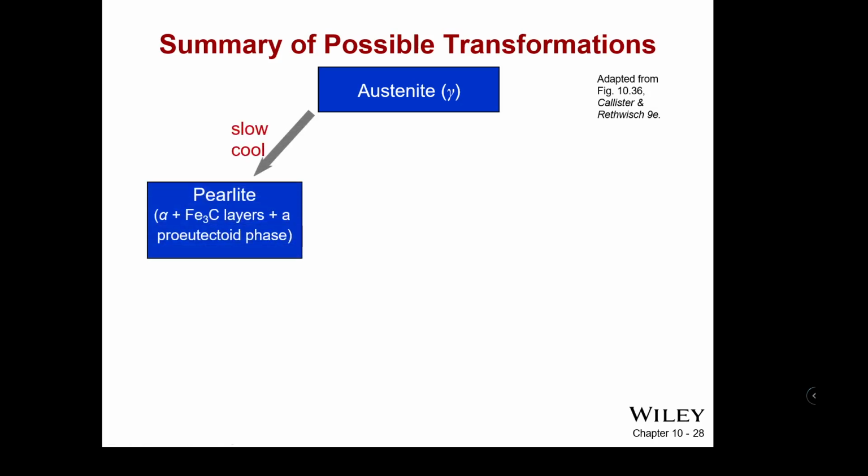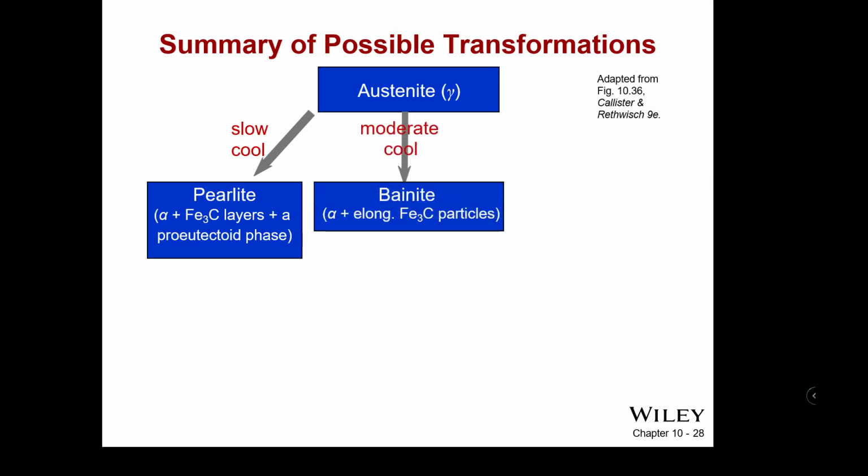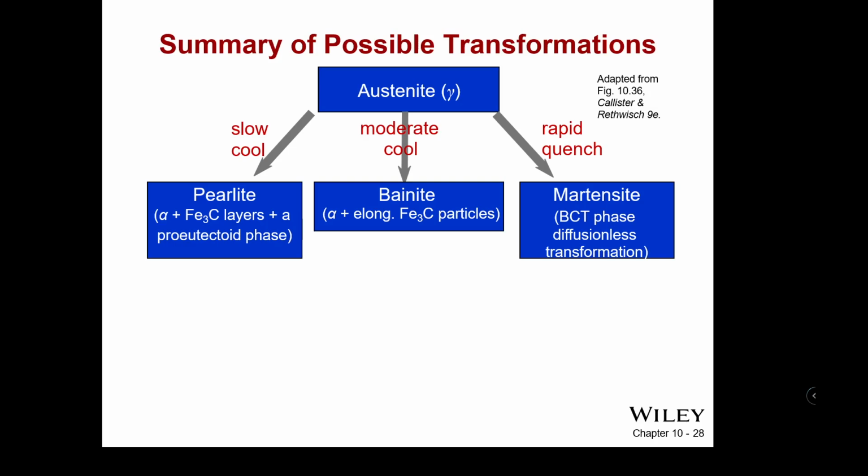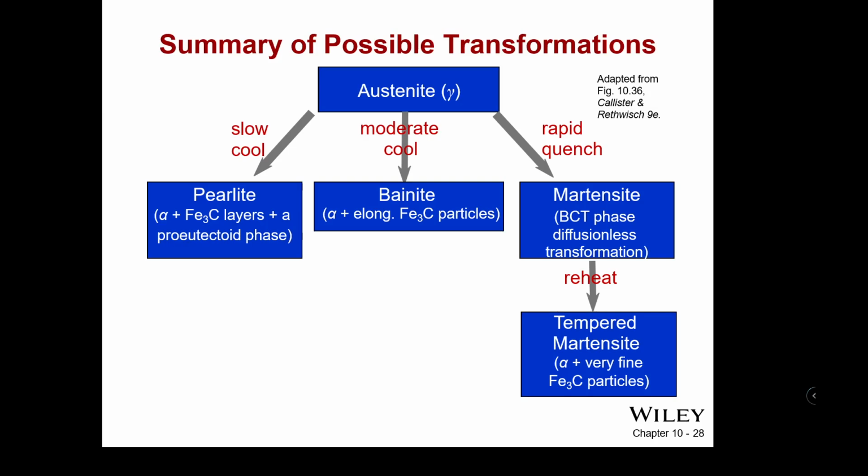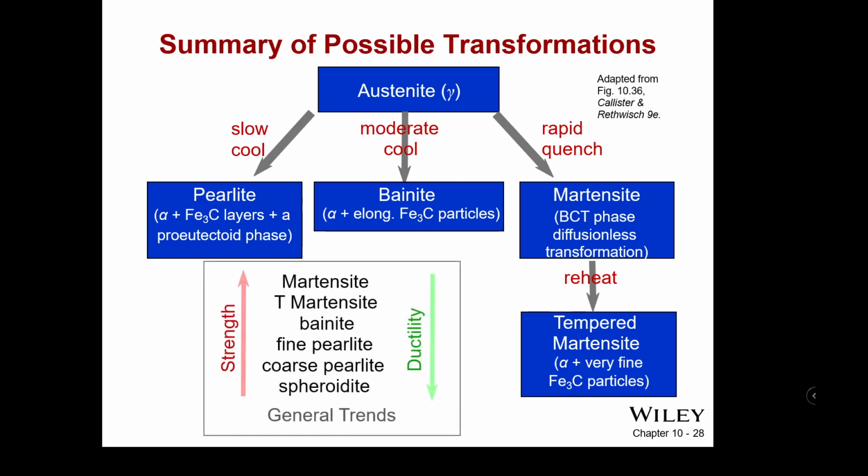So slow cooling from austenite can get you to pearlite. A moderate cooling can get you to bainite, that are long carbide particles. A rapid quench can get you to martensite, which is a different phase altogether, a different crystalline process. Then you reheat to temper the martensite to get very fine particles, and then it becomes hard to compress.